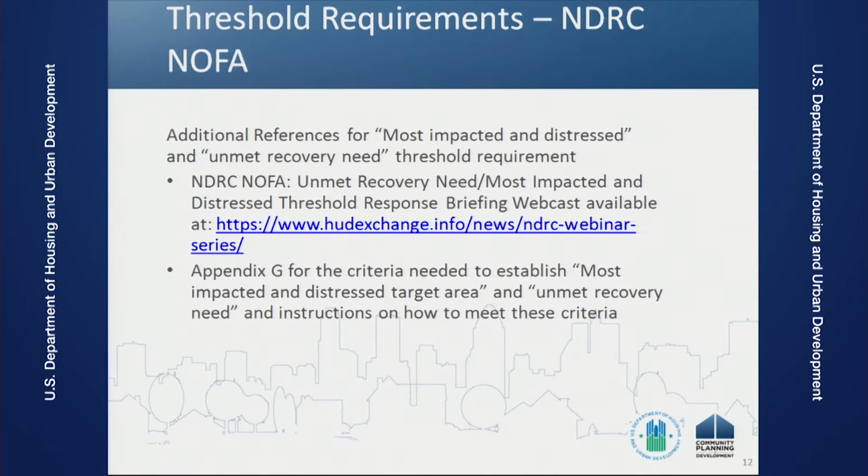Right, so applicants should be sure to refer to Appendix G for the criteria that they need to establish for most impacted and distressed target area and unmet recovery need, and for instructions on how to meet these criteria and the supporting data that they'll need to provide. Additionally, applicants should refer to a previous webcast, which is linked on the slide on HUD Exchange, which covers unmet recovery need and most impacted and distressed thresholds in particular. And these slides are available for download on the NDRC webinar series website.